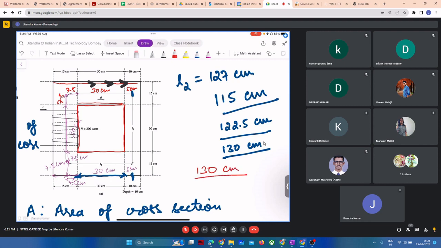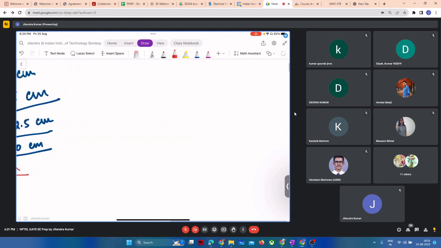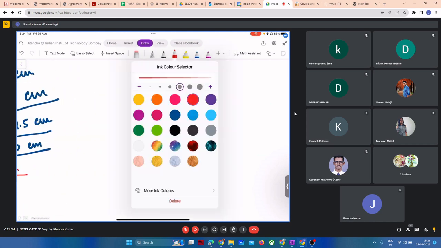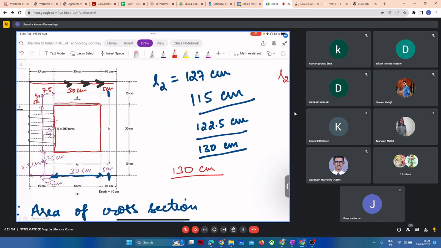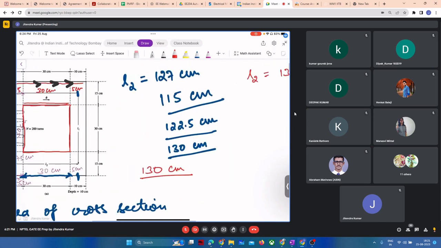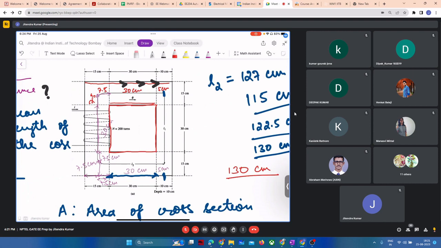Anyone who is not able to get 130 centimeter, getting something else? Okay, so I hope everyone is getting 130 centimeter for L2, right? So let me write it. L2 as 130 centimeter.